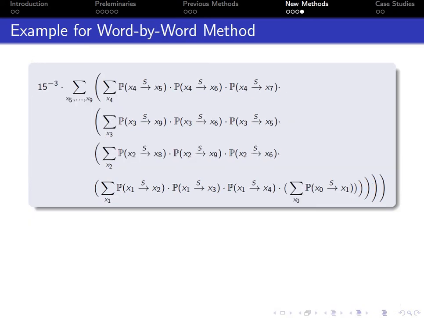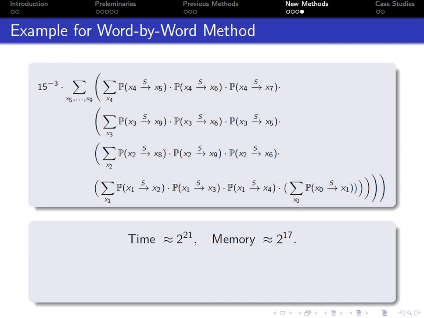Here, I only explain the word-by-word method for the given example, where we separate the sigma over three variables of x2, x3, x4, and this can be like this, where for each x1, we compute this parenthesis, and then for each x2, x3, x4, we compute this parenthesis, and then go further and do the sum over x2, over x3, x4, and so on. In this way, the time complexity of the method is about 2 to the 21 using 2 to the 17 blocks of memory.